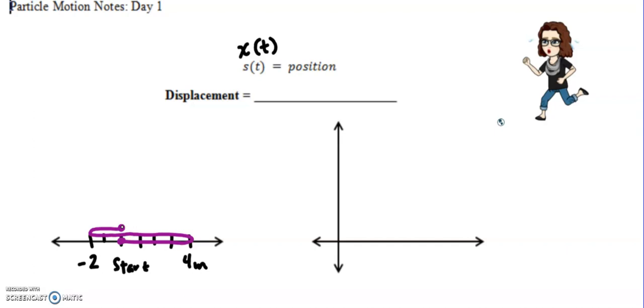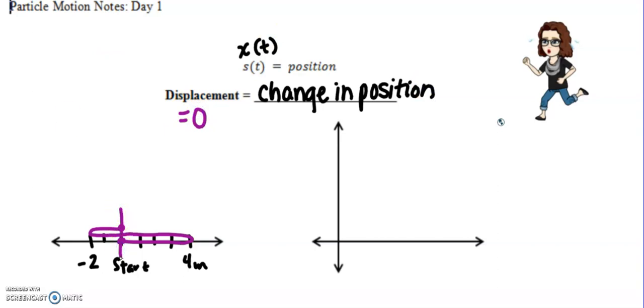So if we think about his displacement, meaning his change in position, his displacement is actually equal to 0. He ended right where he started. But his total distance traveled would be 4, 8, 10, 12.